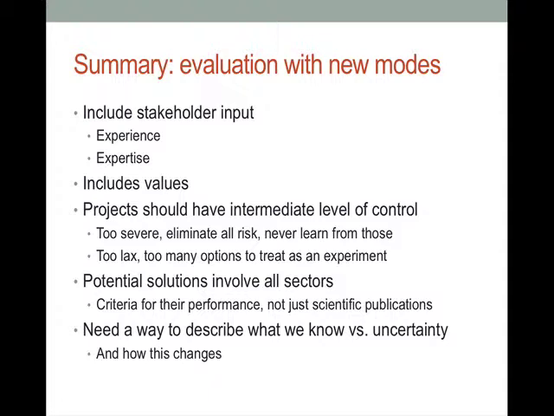The other thing is we're going to have potential solutions that involve multiple sectors. By that I mean business, the public sector, education sector, research sector. All of those are going to be involved, and therefore the evaluation needs to say how well that collaboration worked, not just was it published in a scientific journal. And finally, as we mentioned before, we need a way to describe what we know versus the uncertainty that exists, and in a way that helps us describe how this changes, not just that there is uncertainty, but we have to know what we don't know.